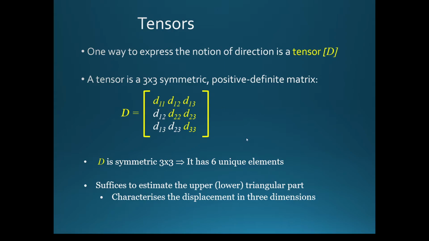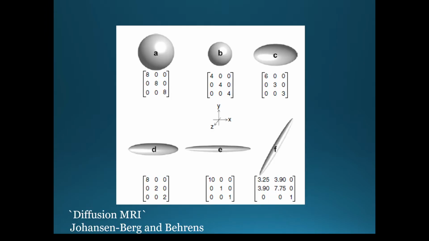So this is a 3x3 matrix, 6 unique elements. So really all we need to do is just estimate the upper or the lower triangular part. We just need 6. And we can use that to characterize displacement of water in the brain in 3 dimensions. And I say the brain, but with diffusion imaging, we're looking at the body or all sorts of other things, but focusing on brain imaging, neuroimaging, so that's why I talk about the brain.